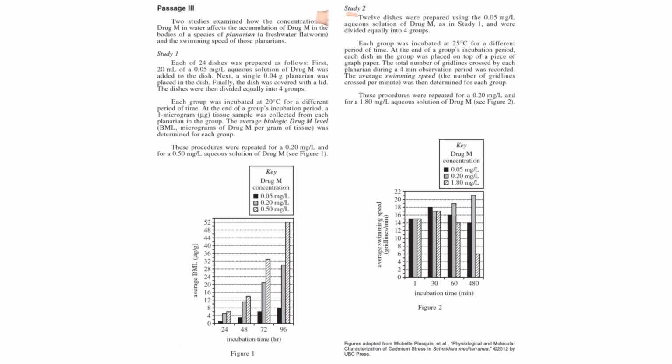All right, now we go to study 2. I see 12 dishes. That's different, right? I want to note differences, 24 dishes versus 12 dishes. They're prepared as in study 1. 25 degrees Celsius, that's also different because it was 20 degrees Celsius in study 1. And then we're going to look at the chart, incubation time. Swimming speed is different. In study 1, they're looking at drug concentration, and then we have the drug concentration again. So the main differences are the number of dishes, the incubation time, and what they're looking for measuring.